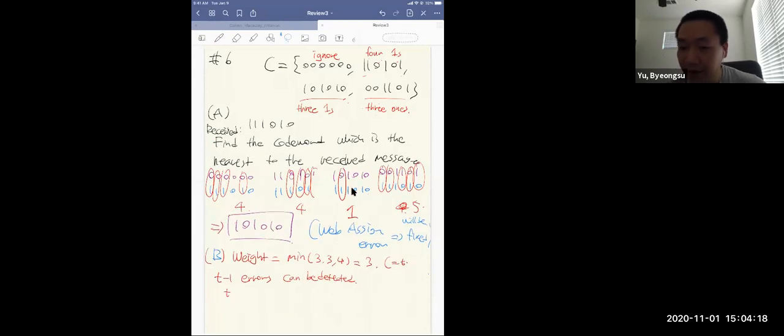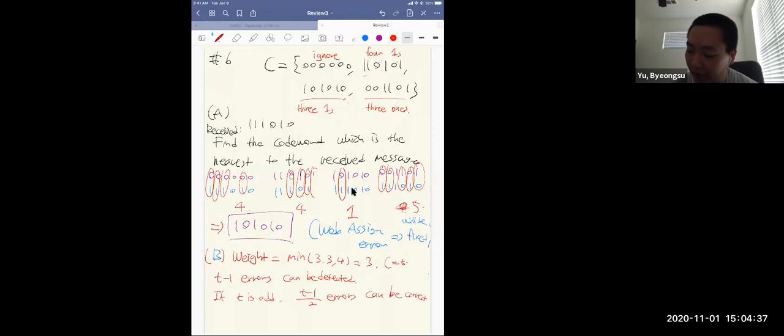T minus 1 errors can be detected, and if T is odd, then T minus 1 over 2 errors can be corrected. And if T is even, then T minus 2 over 2 errors can be corrected. This is 2.